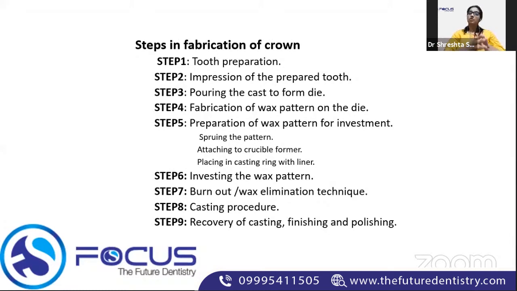So the steps in a crown fabrication: first is definitely your tooth preparation, which happens in the patient's mouth. Then you take an impression of the prepared tooth. Then you pour a cast, do die cutting, and on the die, you make a wax pattern. Onto this wax pattern, before you invest it, you have some procedures. First you attach a sprue. Onto that, you attach the crucible former, then place a casting ring with a liner, and then you pour the investment.